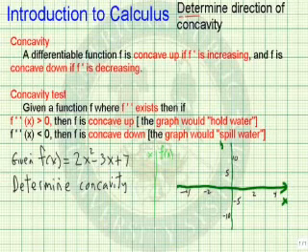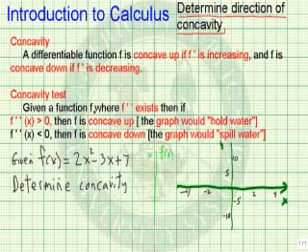Today we want to determine the direction of concavity. What is concavity? A differentiable function f is concave up if the first derivative is increasing throughout the interval, and f is concave down if f prime is decreasing throughout the interval. There's a convenient test for this.